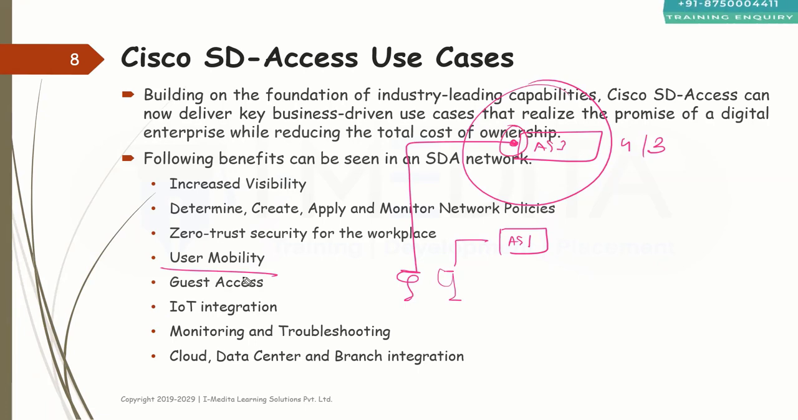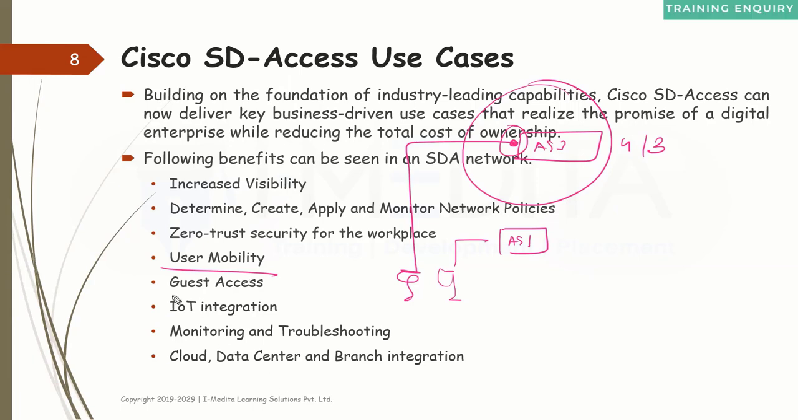So a user can roam from one place to another without any problem. We can have seamless roaming in our wireless deployment, and the same set of policies will be applied for the user, no matter where it is connected.